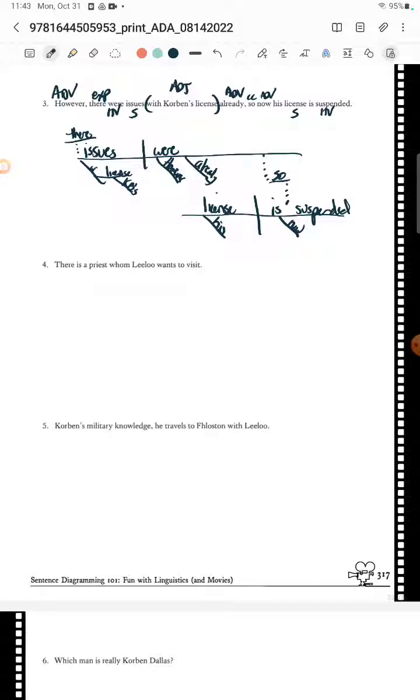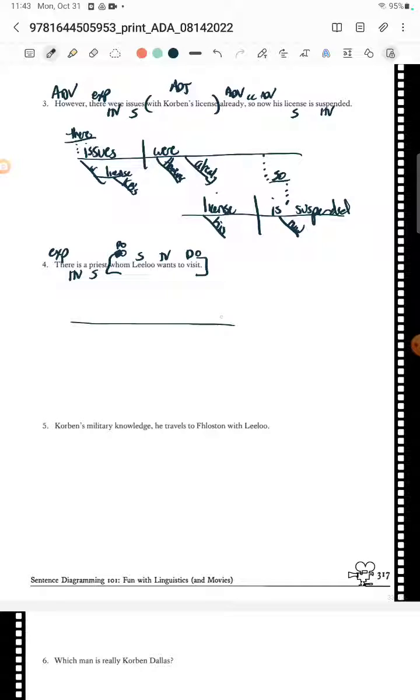Oh, my throat. Okay. Moving on to number 4, there is a priest whom Lulu wants to visit. So priest is, right, is my sentence. This is my expletive. And then what about that priest? Lulu wants to visit him, right? So that's going to be my direct object, subject. Oh, actually, look at that. All right, so she wants that whole thing, to visit priest, or to visit whom. So that is my whole thing, but together.